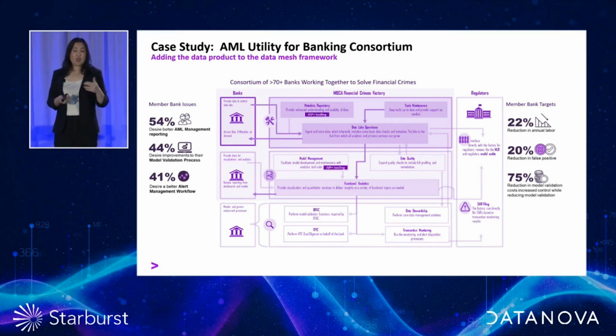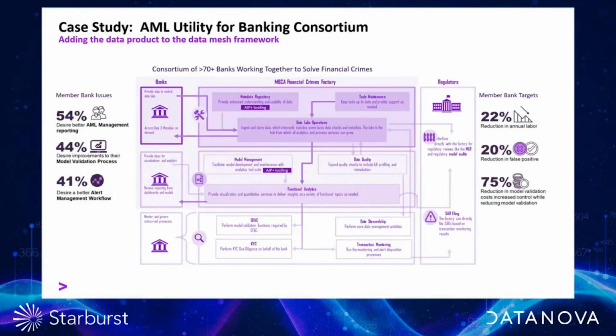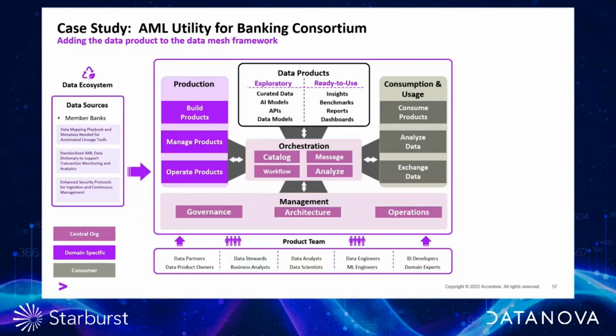And they had desires, right? They wanted better AML management and reporting, better model validation, better alerting. And by working together, we could help them reduce their labor costs, reduce false positives, so better reporting, and a reduction in the model validation, right? So we were able to identify, again, the objectives coming in and why we should be doing this. So in this case, with the banks, what does each bank need to provide so that they could, again, power this data product that we're trying to create?